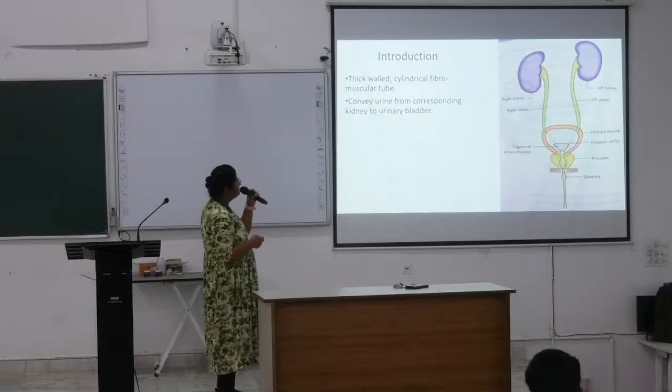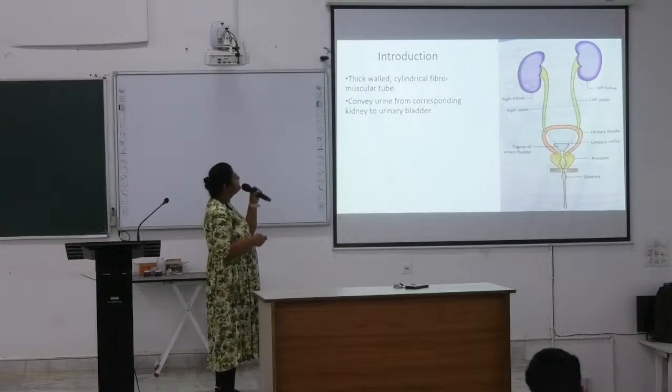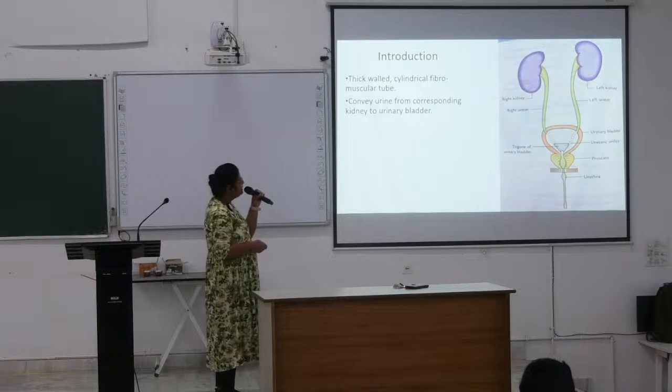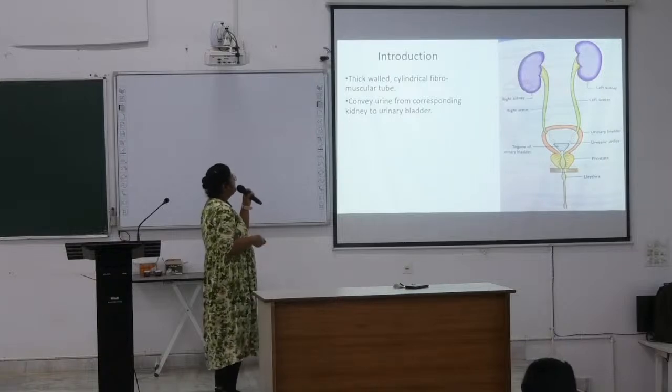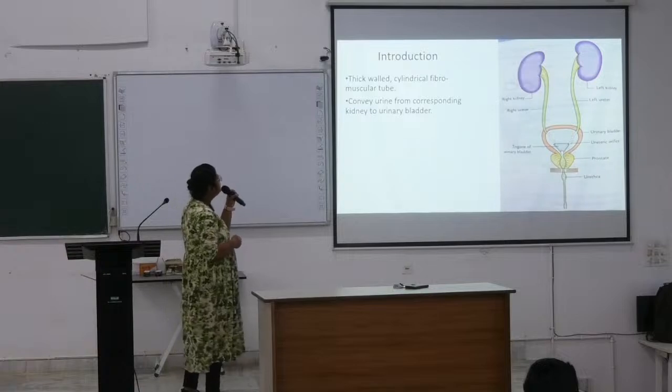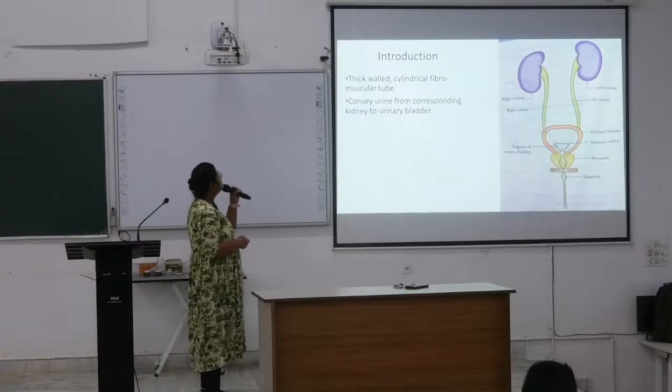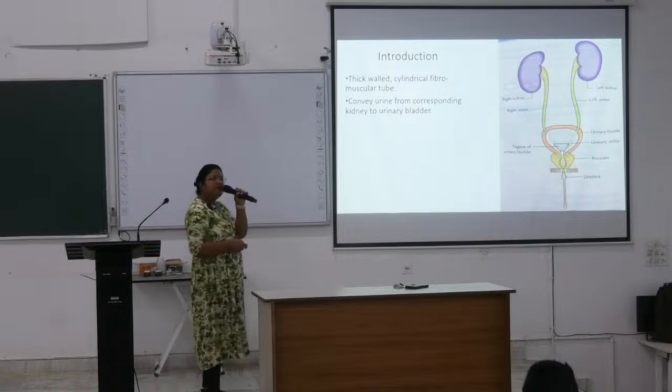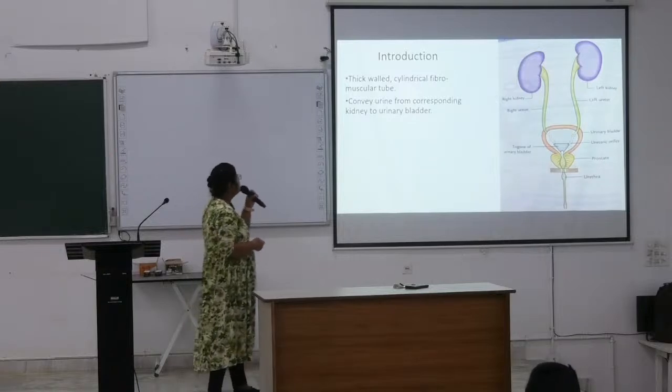So ureter, see, these are the kidneys. From the kidney, ureters are arising and going downward to be drained into the urinary bladder. So here is the urinary bladder. The ureter is a thick-walled cylindrical fibromuscular tube and conveys urine from the corresponding kidney to the urinary bladder. Okay, this is the function.